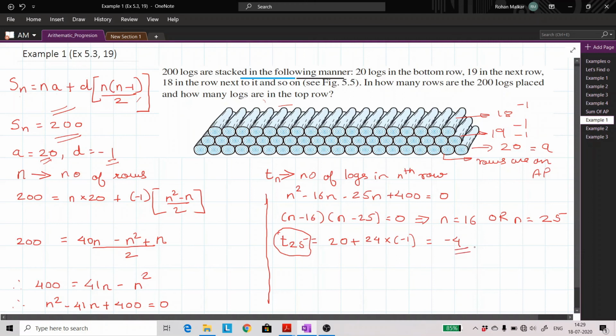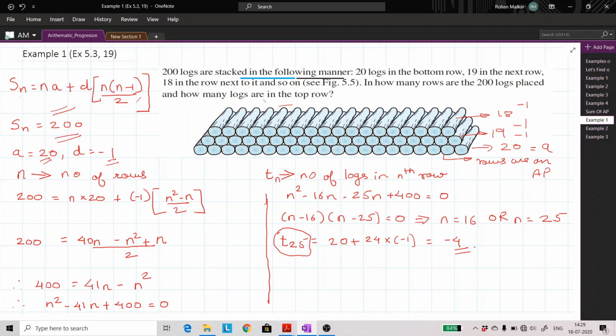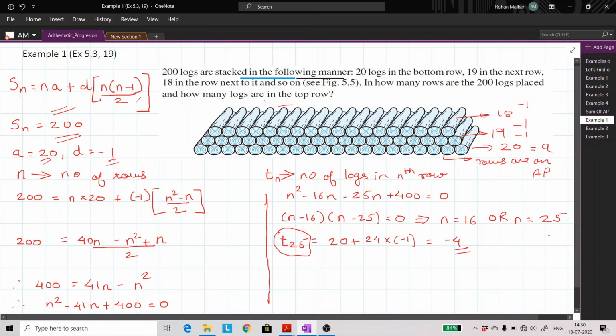Well, we cannot have logs in negative. How can we say that the number of logs is a negative number? It has to be either 0 or some positive whole number. So n equal to 25 is not the correct value, since we get the number of logs as negative. So we discard n equal to 25. And let's check for 16. T16: a remains unchanged at 20 plus (16 minus 1), which becomes 15, into minus 1, that is the common difference. So we get 20 minus 15, which is equal to 5.